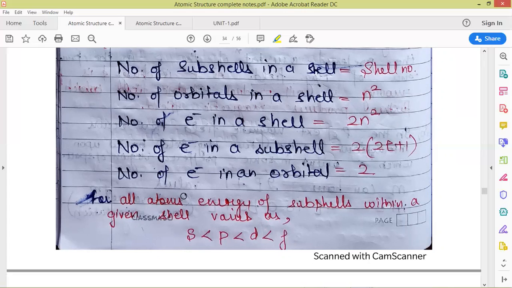Next is the number of electrons in an orbital. The maximum number of electrons in an orbital is always 2. It cannot be greater than 2.